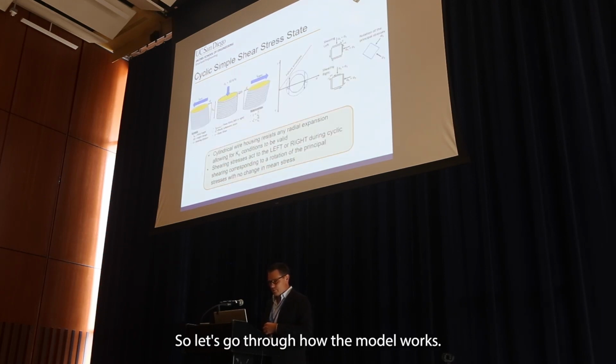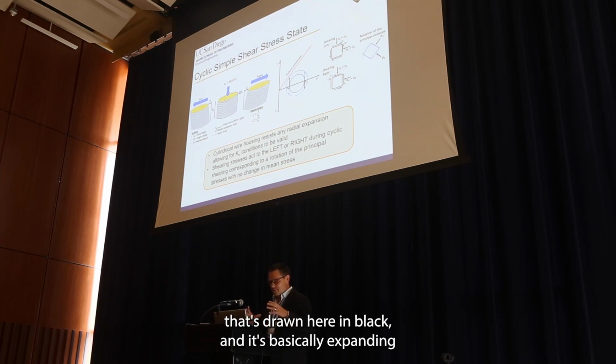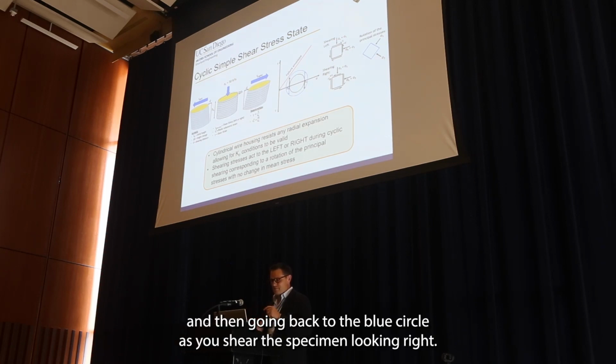Let's go through how the model works. In a cyclic simple shear test, you have a Mohr circle that's shown here in black, and it's basically expanding out to the blue circle and coming back to the black circle, and then going back to the blue circle as you shear the specimen left and right.